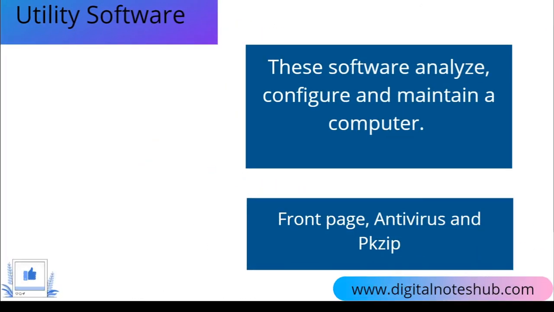And the next component is utility software. To analyze, configure, and maintain a computer, utility software is used. Antivirus is an example of utility software. Antivirus is used to analyze the performance of a computer and to fix various bugs, and it helps us to maintain our computer system. So antivirus is an example of utility software.